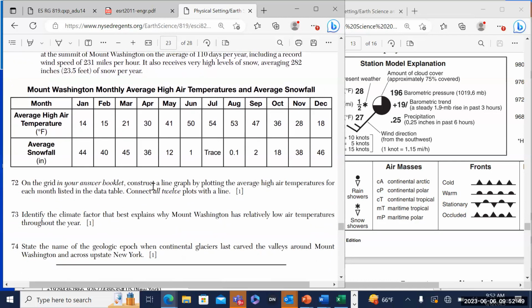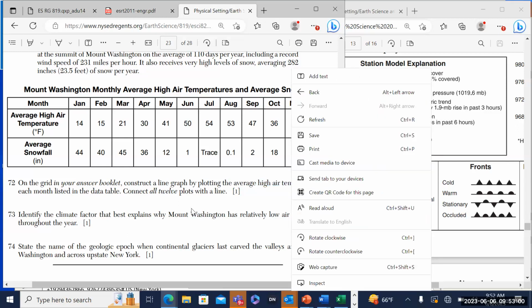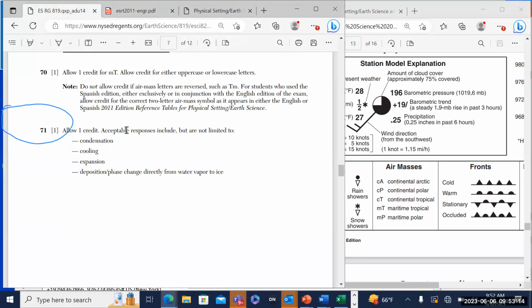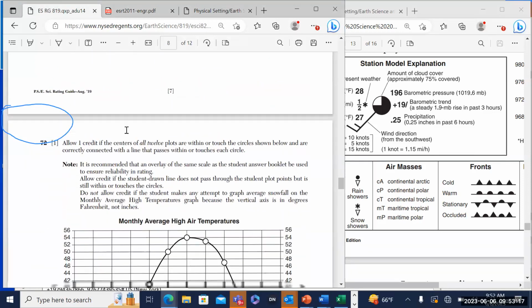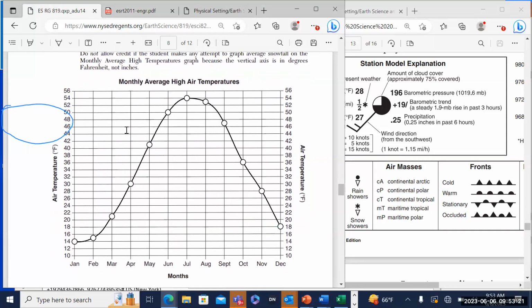So 72 says, on the grid in your answer booklet, construct a line graph by plotting the average high air temperatures for each month listed in the data table. Connect all 12 plots with a line. While you're plotting, make sure that you're only plotting the average high air temperature. And when you look at the answer sheet, your plot should look like this, where your lines are connected.